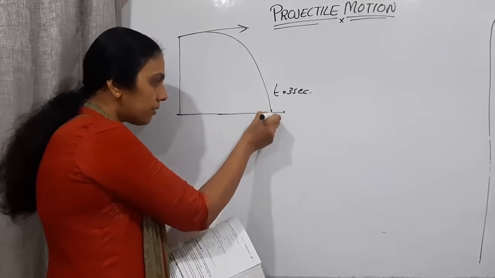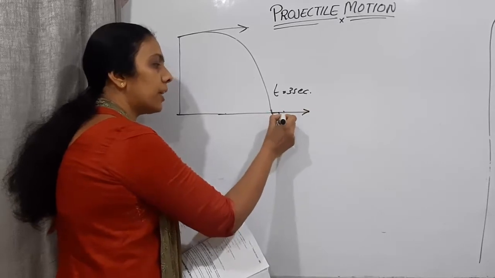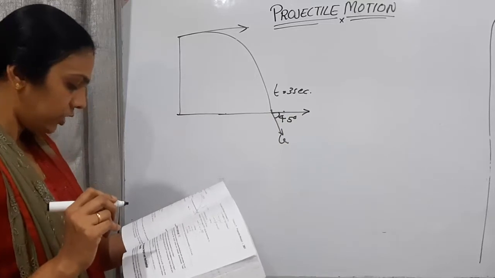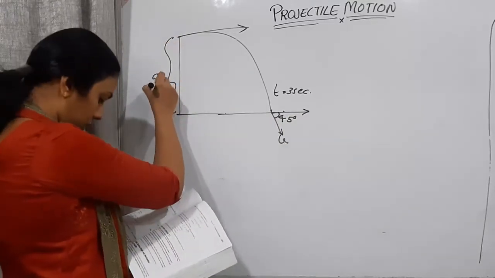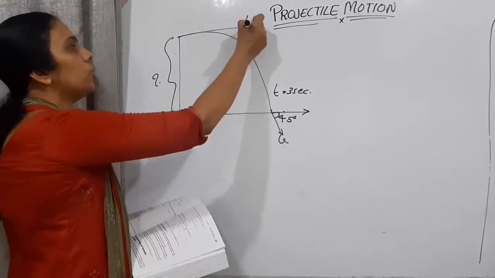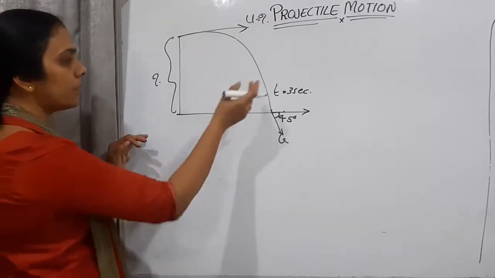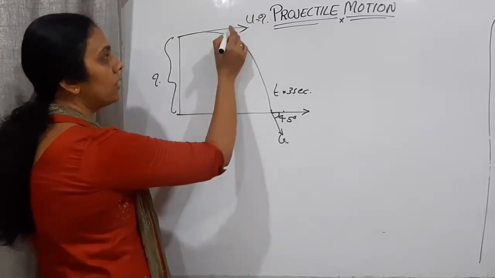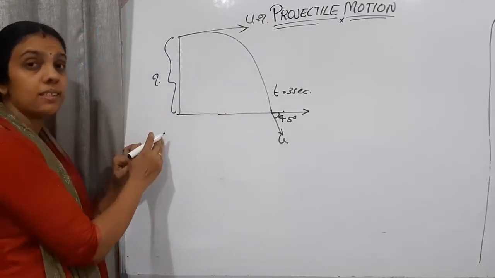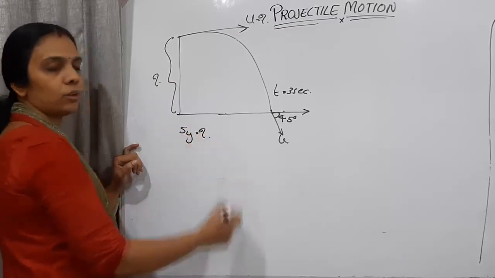So the final velocity will be acting like this. With respect to the horizontal, it is making an angle 45 degree. Then find the height of the tower. We need to find out the height of the tower and the speed with which the body was projected. So u also we need to find out. Here, as I said in the previous question, height is the distance along the y-axis. So Sy we need to find out.